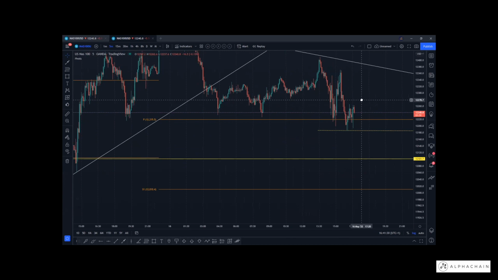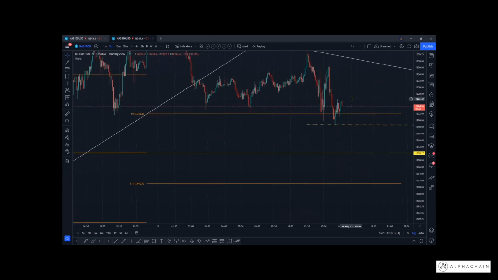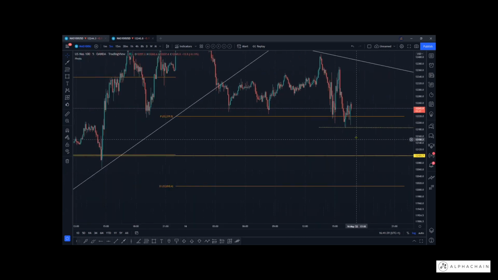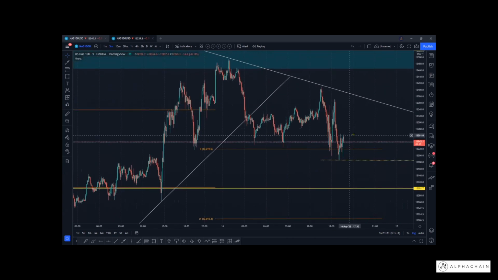So we've gone through trigger, we've gone through execution, management. So you need to do in-trade management of the trade as well. Make sure that you trail your stop loss as you go along. But yeah, this is a pivotal point at this moment.